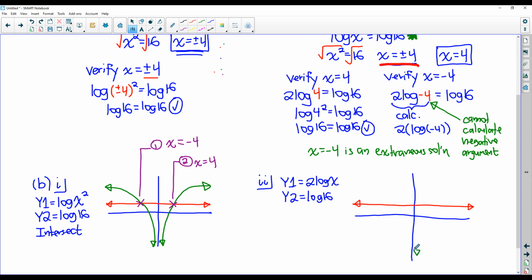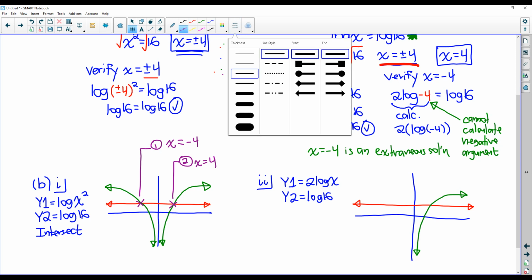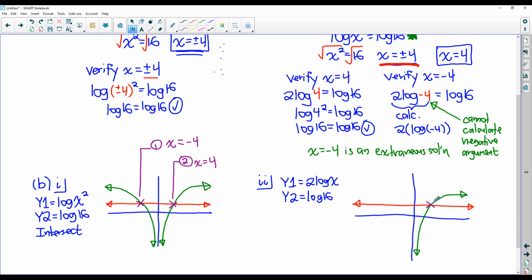Now, this graph is only going to have the right-hand side. And if you use the intersect feature, you're going to get that this solution, we'll call it solution 1, is x is equal to 4.